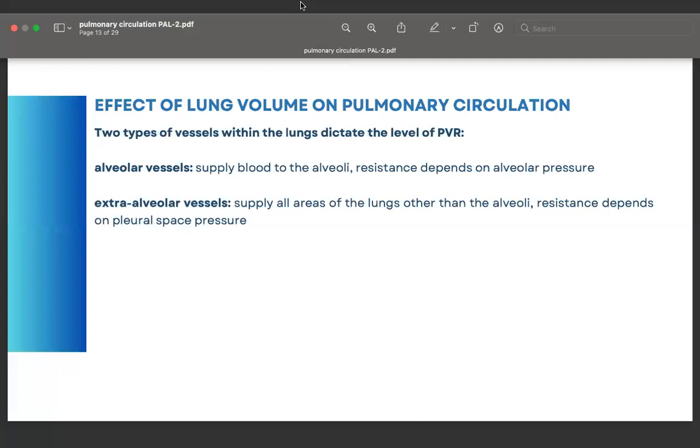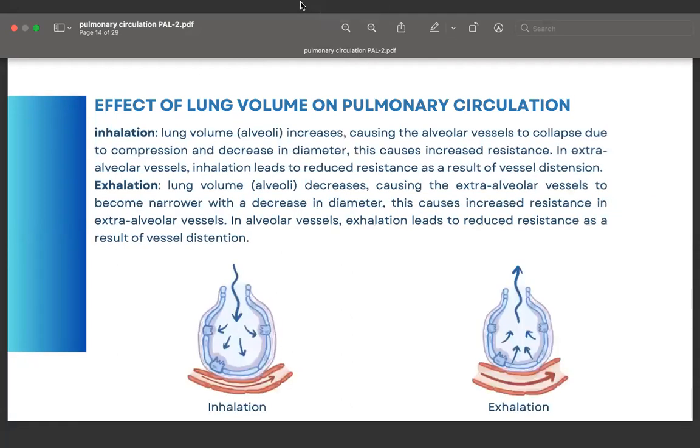So there are two types of vessels within the lungs that dictate the level of pulmonary vascular resistance. You have your alveolar vessels, which supply blood to the alveoli, and resistance depends on the alveolar pressure. And then you have your extra-alveolar vessels, which supply all areas of the lungs apart from the alveoli, and this resistance depends on the pleural space pressure. So during inhalation, lung volume increases, causing alveolar vessels to collapse due to compression and decrease in diameter, leading to increased resistance. In extra-alveolar vessels, inhalation leads to reduced resistance due to vessel distension.